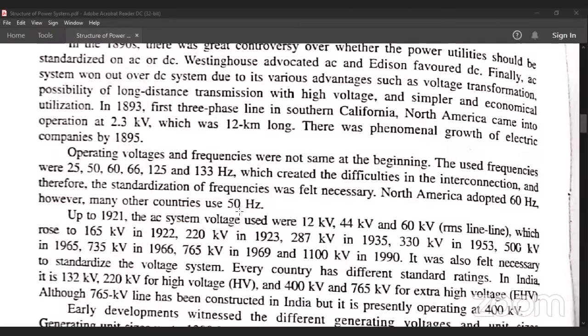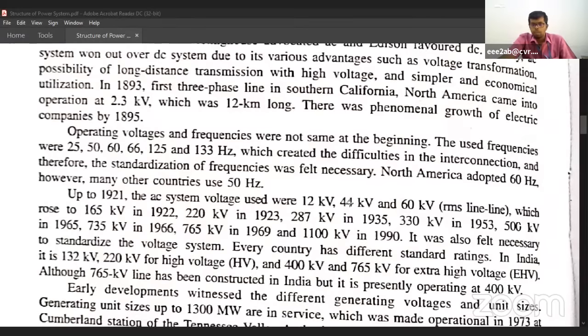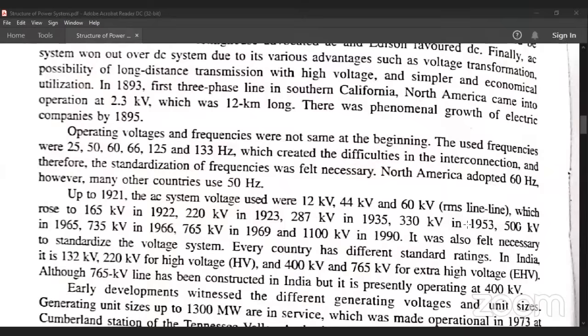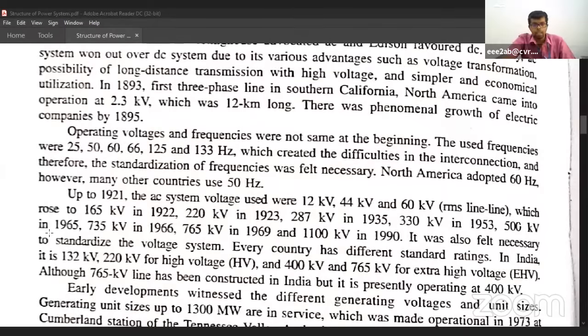Up to 1921, AC system voltages like 12 kilovolt, 44 kilovolt and 60 kilovolt RMS line-to-line voltage were used. This was further increased to 165 kilovolt in 1922, 220 kilovolt in 1923, 287 in 1935, 330 kilovolt in 1953, 500 kilovolt in 1965, 735 kilovolt in 1966, 765 kilovolt in 1969, and 1100 kilovolt in the 1990s.